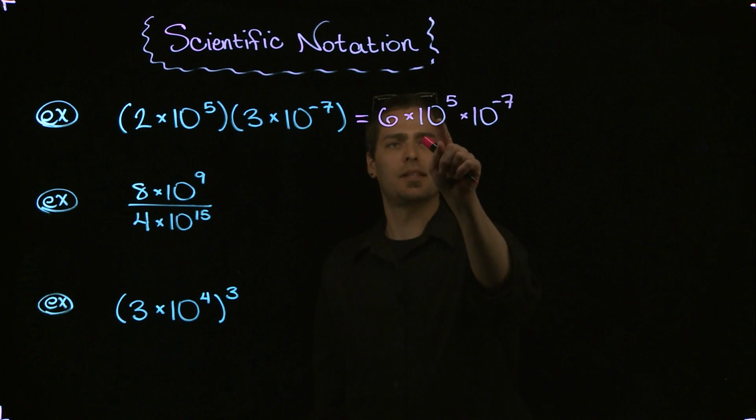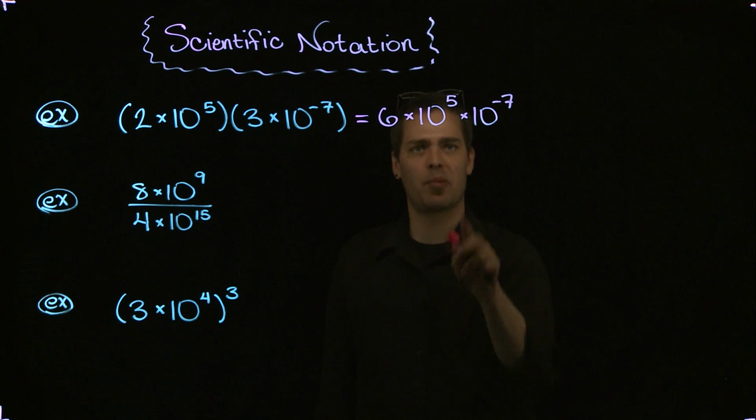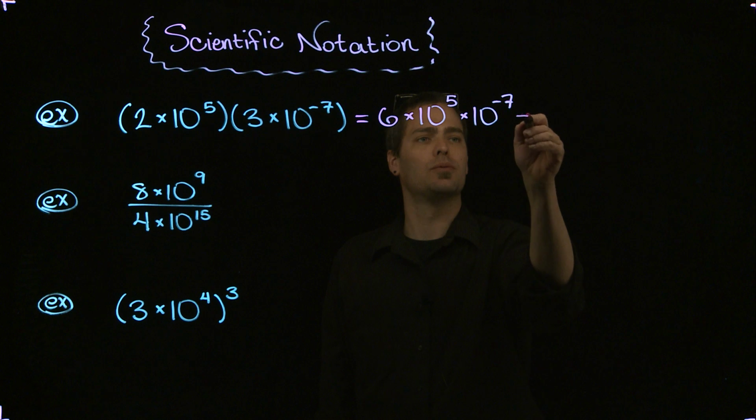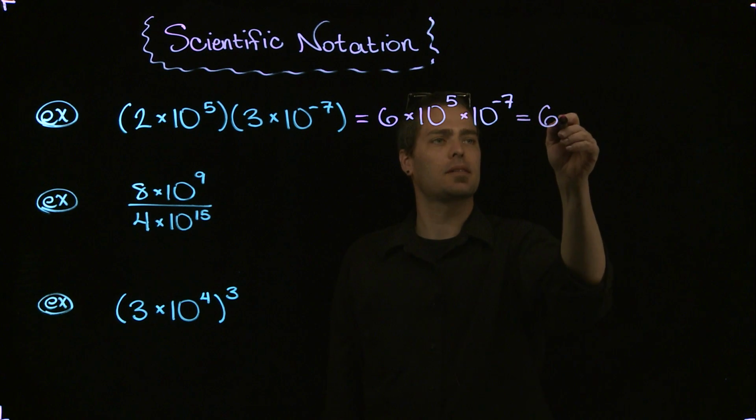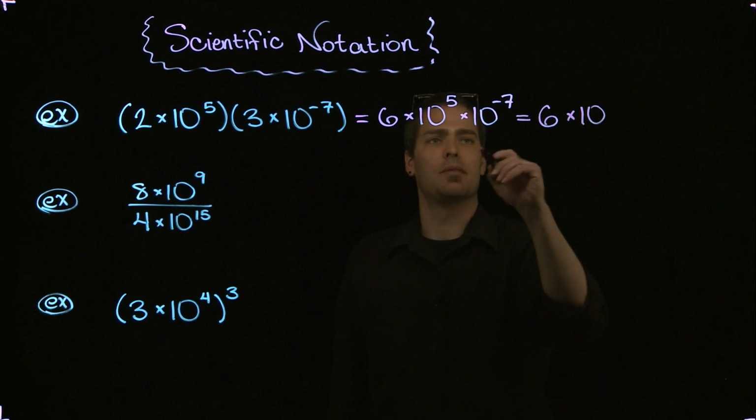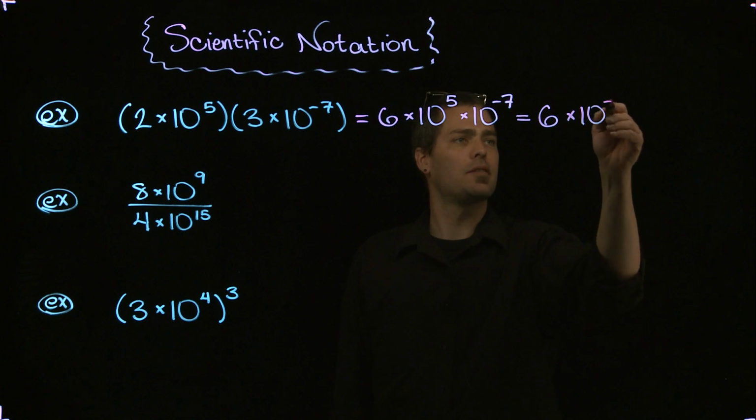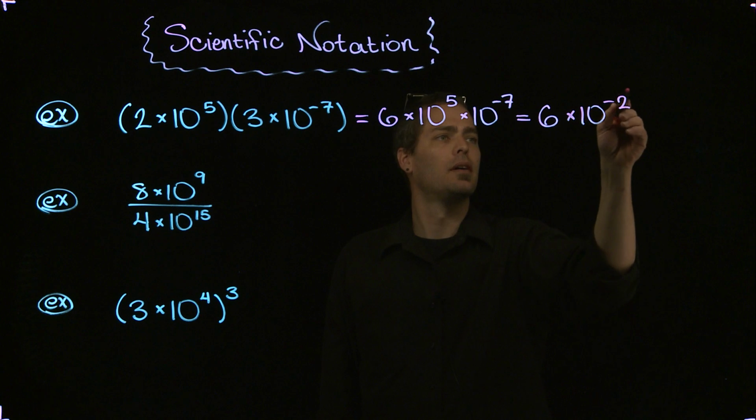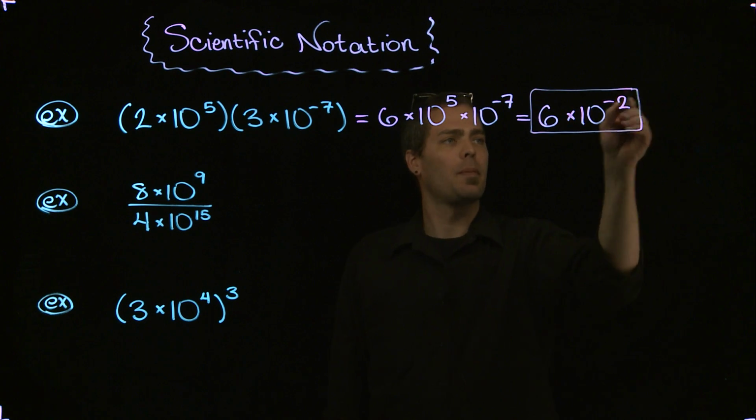Now, since the 10 to the 5th and 10 to the negative 7th have the same base of 10, we can add the exponents using the exponent rule. So this becomes then 6 times 10 to the 5 minus 7 is negative 2, and I'm just going to leave it like that. 6 times 10 to the negative 2 as my final result.